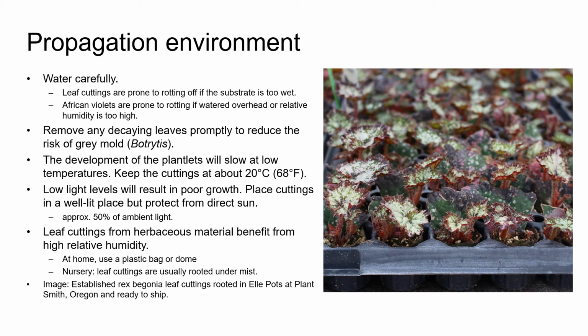Leaf cuttings from herbaceous material benefit from relatively high humidity in order to limit water loss. At home, a plastic bag over the top of a container or a dome created by cutting a plastic bottle in half work well, or you can buy one of the domes that fit over a flat. In commercial nurseries, leaf cuttings are usually rooted under mist.